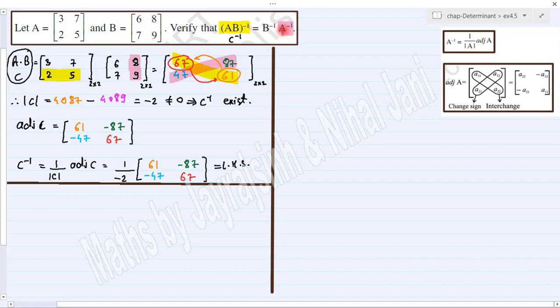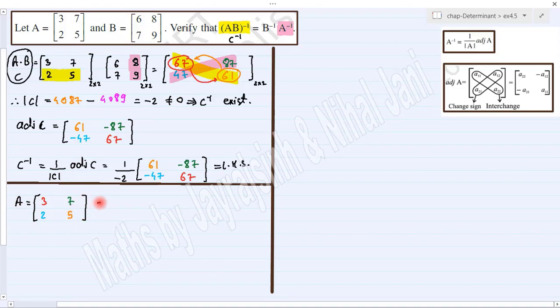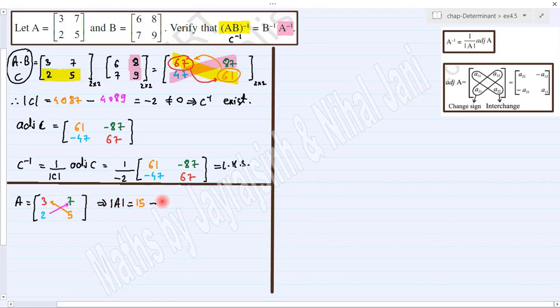The first term we need is A inverse, and for that let's write down matrix A. Let's get determinant of A by cross multiplying. This 5 will multiply with 3 will give us 15 minus 2 sevens are 14, so we will get 1, which is not equal to 0. Therefore, A inverse does exist.